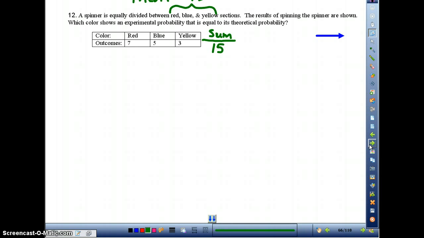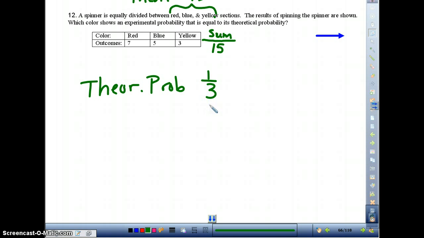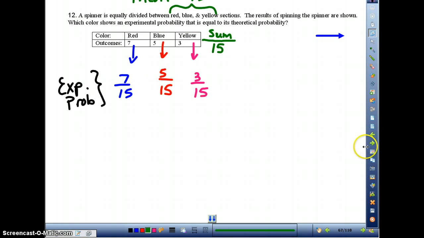That was 15 times. If the spinner is equally divided between red, blue, and yellow, in theory, each one of those colors should come up what percentage of the time? Yeah, 1/3 of the time. So we want to know which color has an experimental probability that is equal to the theoretical. Which one of these comes up 1/3 of the time? Well, out of 15 spins, red came up 7, blue came up 5, and yellow came up 3. Which one of those is equal to 1/3? Reduce them and then you'll have your answer.